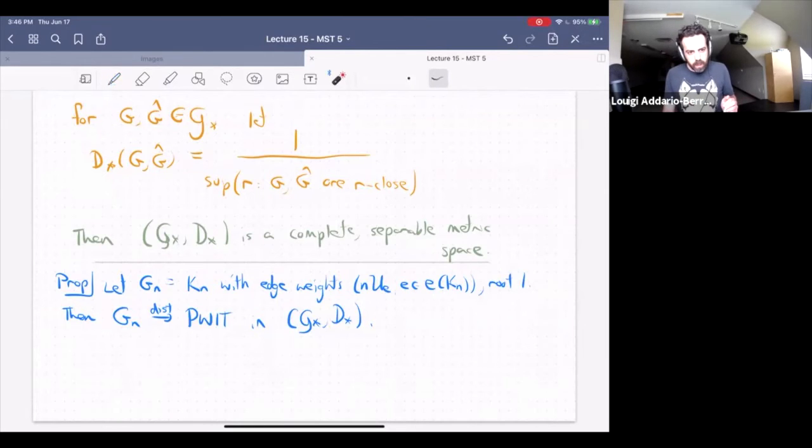There's a question in the chat about the MST. So I'm talking about just the complete graph. We'll get to the minimum spanning tree in a second. But for now, I'm just saying the local structure of the complete graph itself with these edge weights is given by the Poisson-weighted infinite tree. We haven't yet gotten to the minimum spanning tree structure on top of that. That'll come shortly.